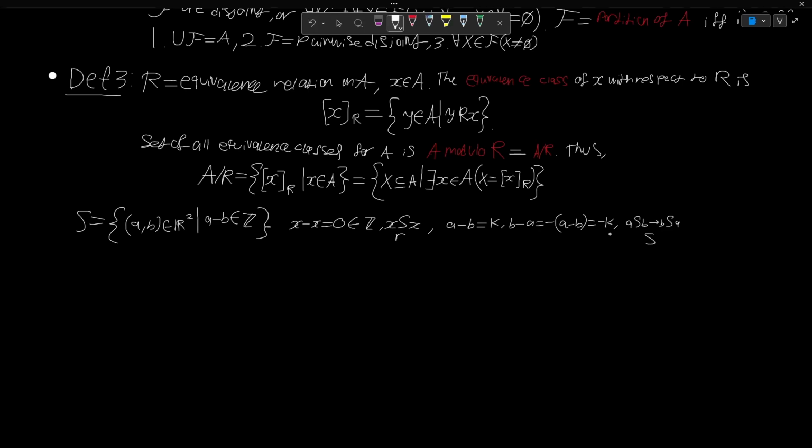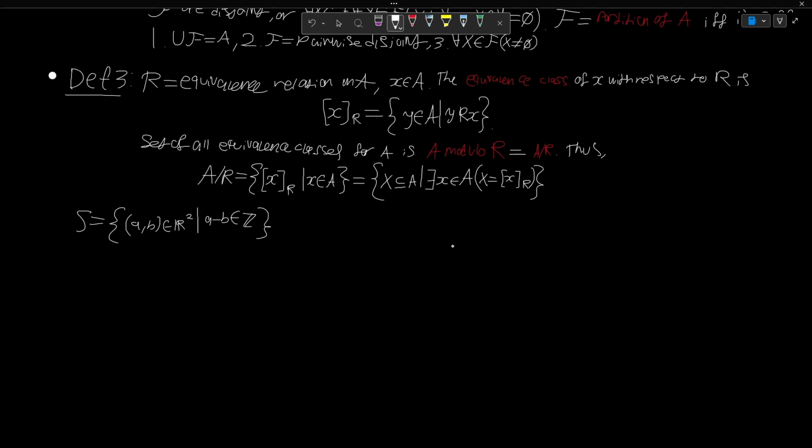So this means that if a is S related to b, then b is S related to a, which means it's symmetric too. And if we let a minus b be an integer k and b minus c be an integer m, then we can add these two quantities to get this, which simplifies to a minus c. And since this is just k plus m, which is an integer, that means S is also transitive, which also means, of course, S is an equivalence relation.